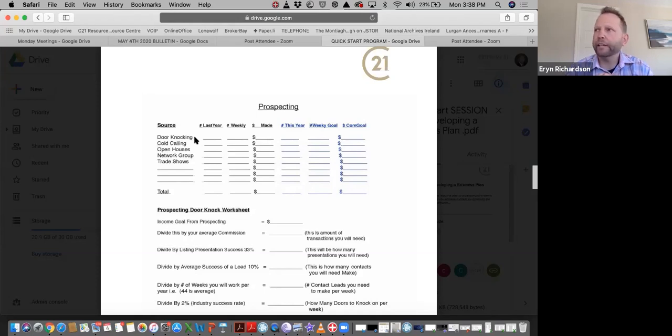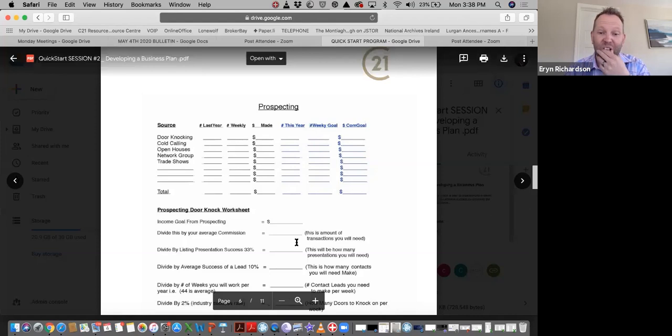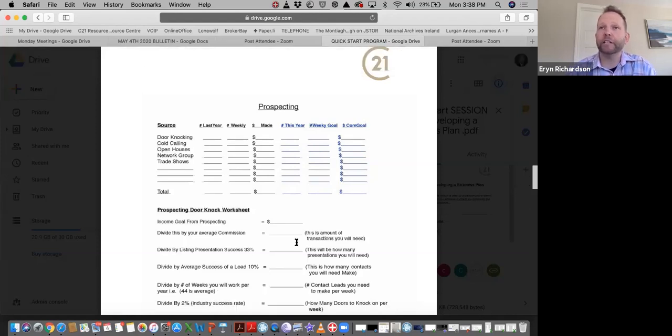But you'll get good at it. You'll find what works and what doesn't work, and door knocking and cold calling can be part of your plan. In fact, I have a door knocking worksheet, and I'll tell you how many doors you'll have to knock on in order to have, let's say, a $100,000 budget. I'll tell you exactly how many doors, because it's a numbers game.